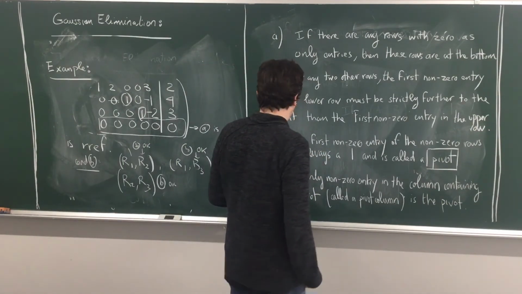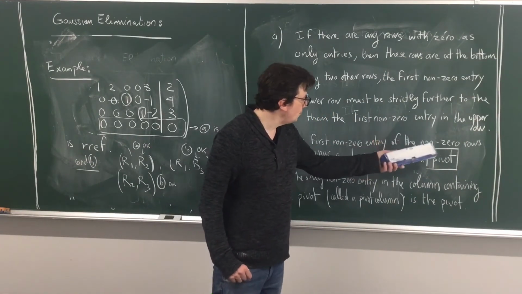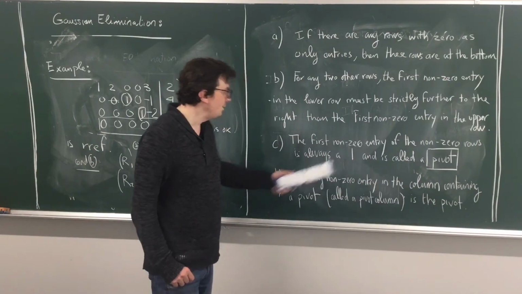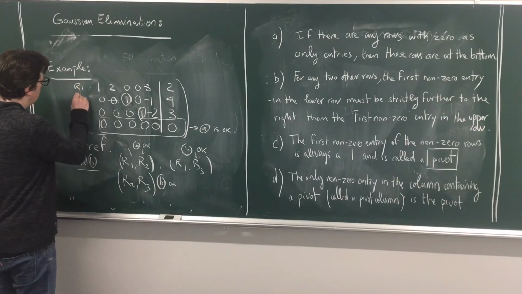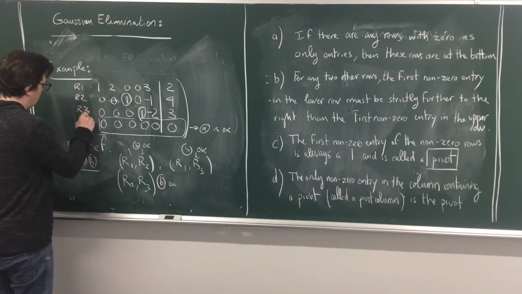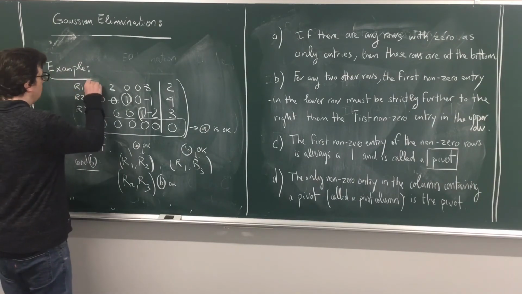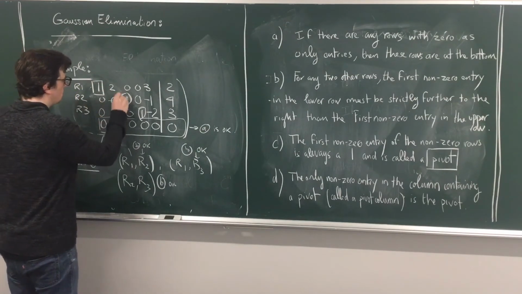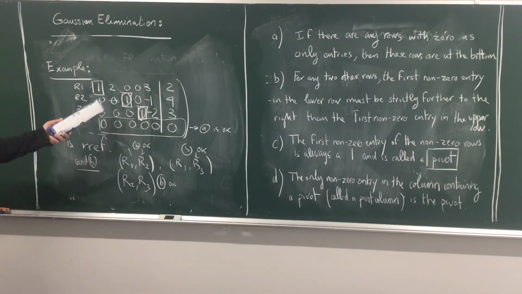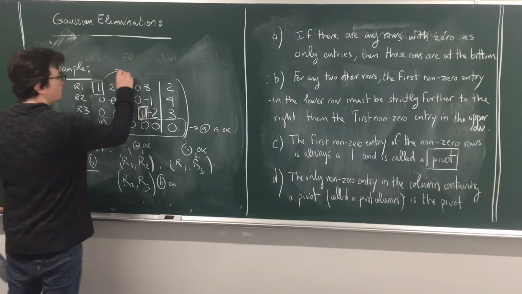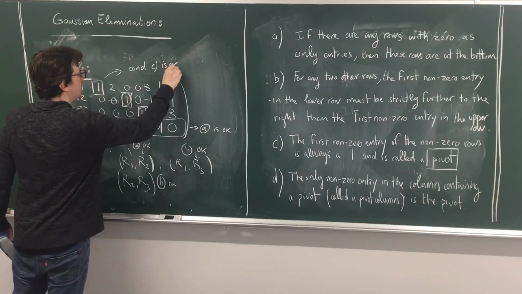Condition C, okay. Condition C is saying that the first non-zero entry of the non-zero rows is always a 1. The non-zero rows here are row 1, row 2, and row 3. Now we consider the first non-zero coefficient. Is it a 1? Yes, it is a 1, and therefore condition C is okay.